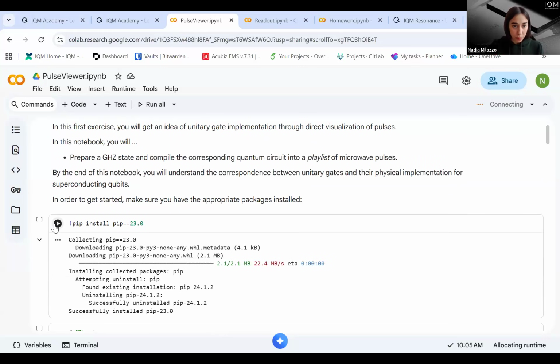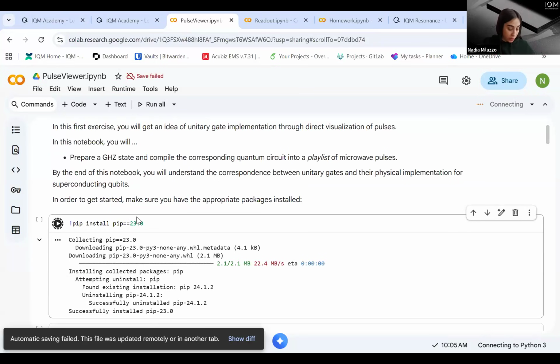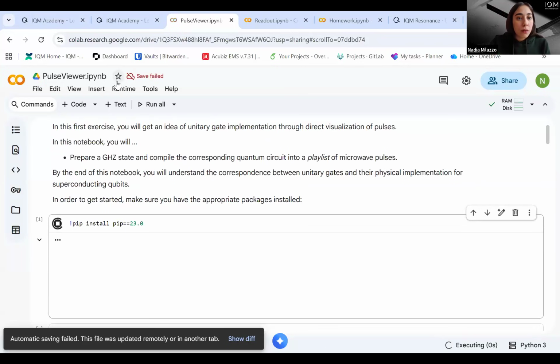So let's pip install. Here, I'm installing this specific version of pip because I'm working with this Pula package that we have seen before that requires for me this version of pip. Maybe it is safer if I copy. Okay, let's start it anyway.